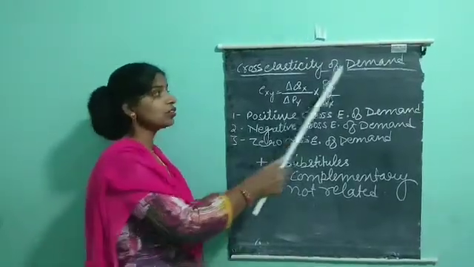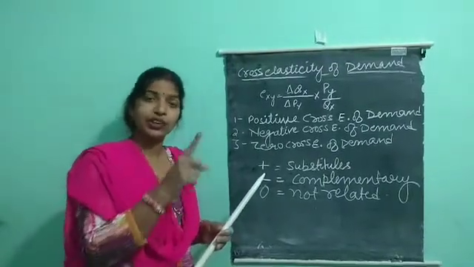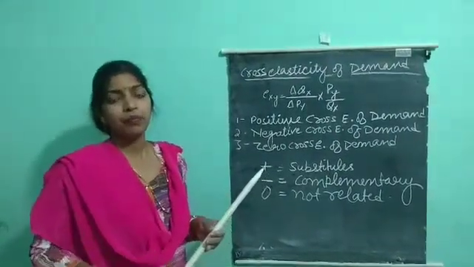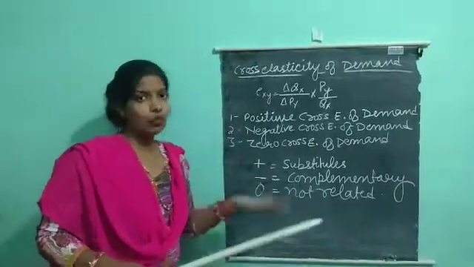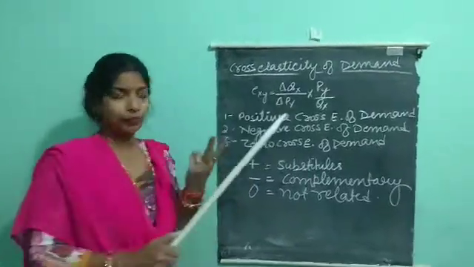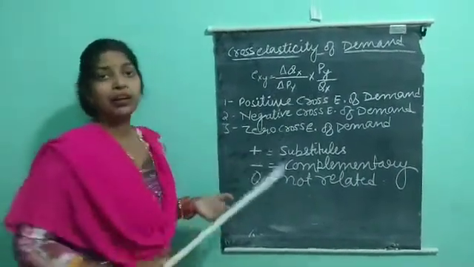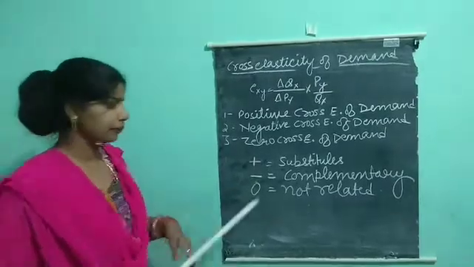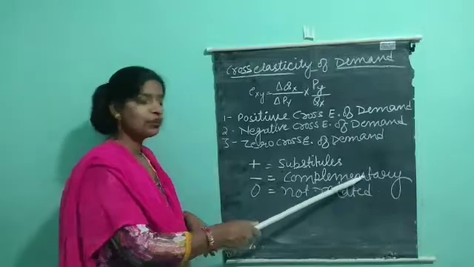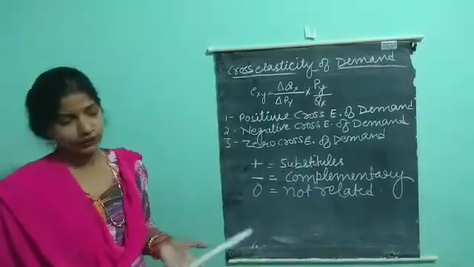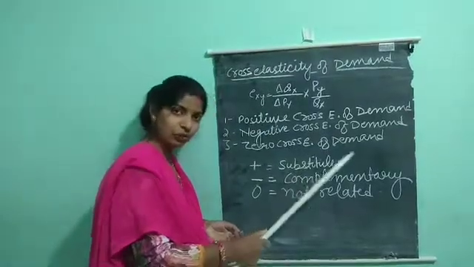In cross elasticity of demand, it is related to two commodities, X and Y, while price and income elasticity of demand are related to the same commodity. As you have seen in the formula, X and Y, but in income and price it is the same commodity. So for complementary goods, I have given the examples of car and petrol and bread and butter.